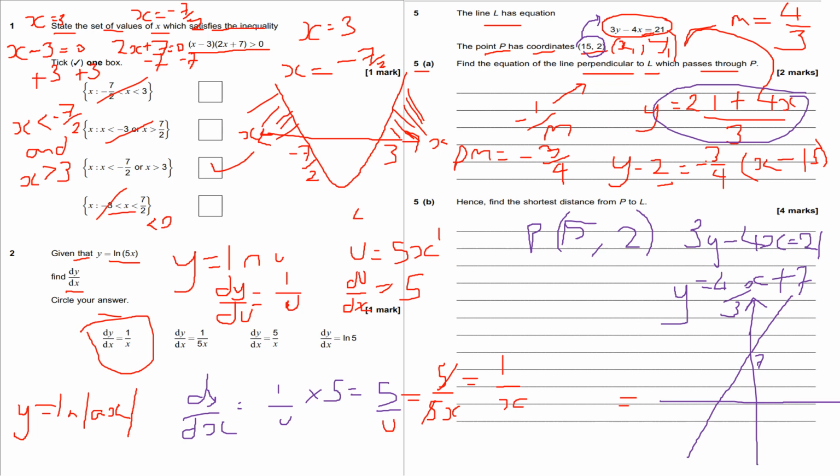So 15.2 will be somewhere, a wild guess here, somewhere here, roughly. Again, it is a wild guess there, so 15.2. Okay, and it's wanting the shortest distance from there.